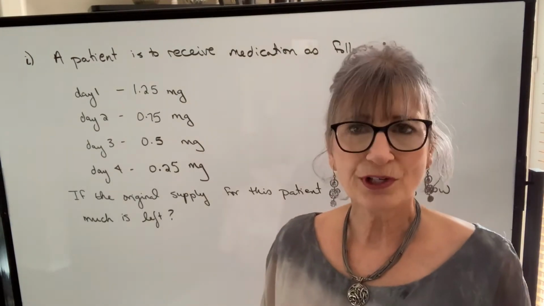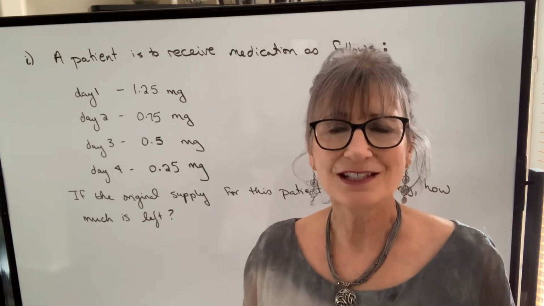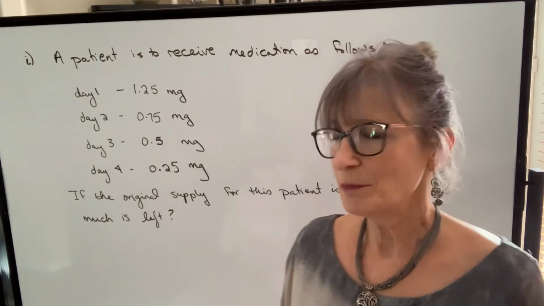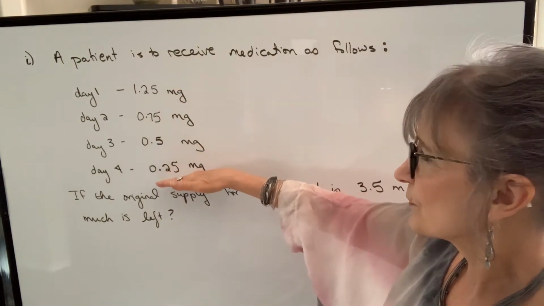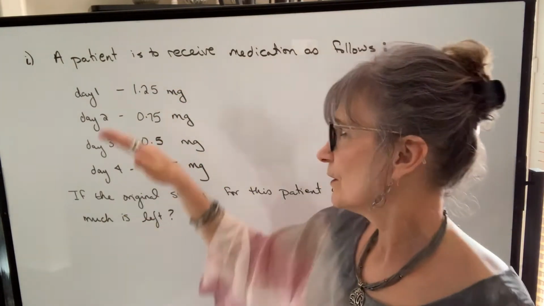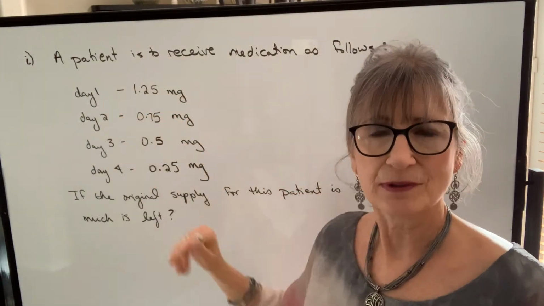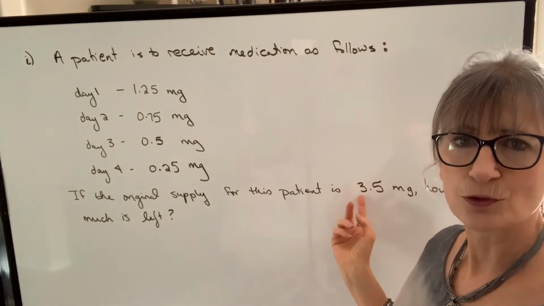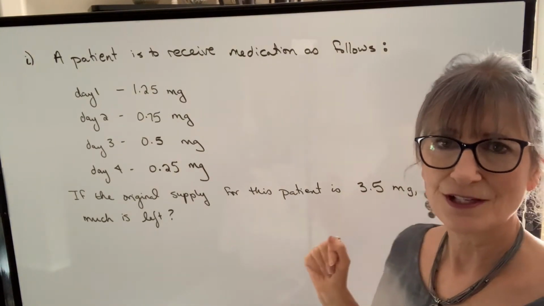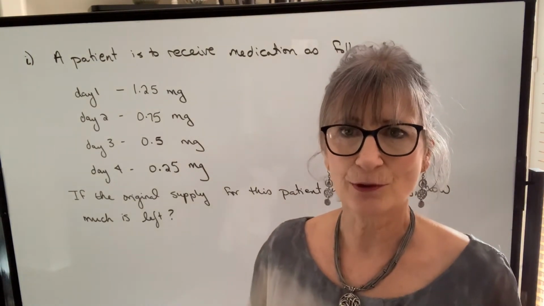If we were working with whole numbers, we would probably not hesitate on how we would set this up. But basically, we want to know how much has been given in those 4 days. And to do that, we're going to add these individual amounts up. Then once we've got that total, we're going to subtract from the total that we started with. So it's an addition and a subtraction question.